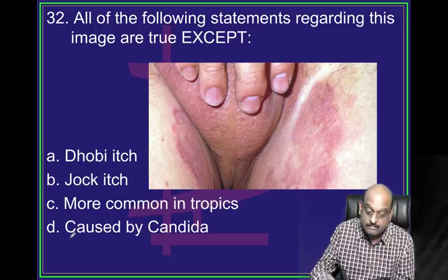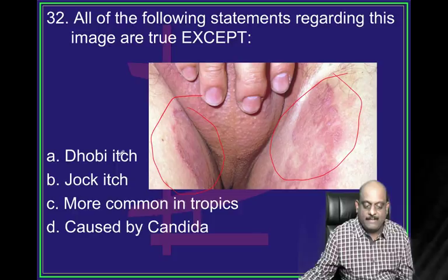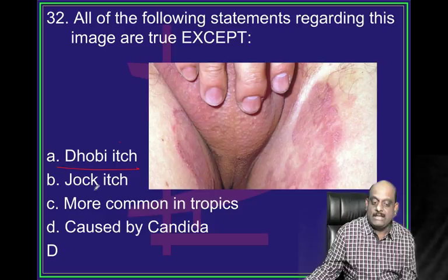with this condition, which is being shown to you, another favorite image-based MCQ in the foreign medical graduate exam. What is this called, doctor? It is typically dhobi itch, jock's itch, common in the tropical area, is what you need to remember, right? So this is the typical central clearing, peripheral erythematous patch. That is how you identify.